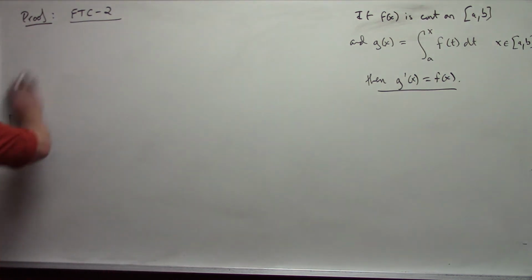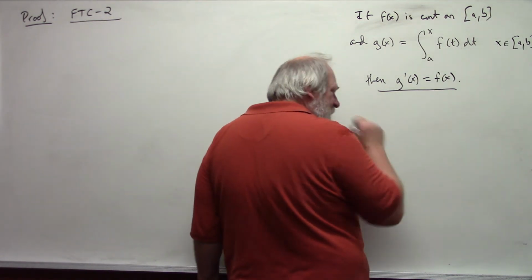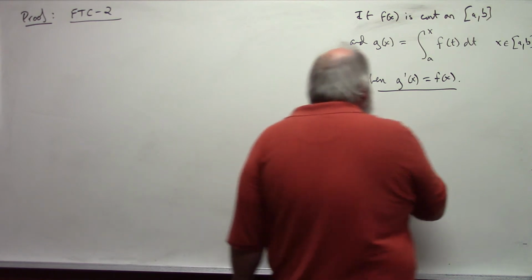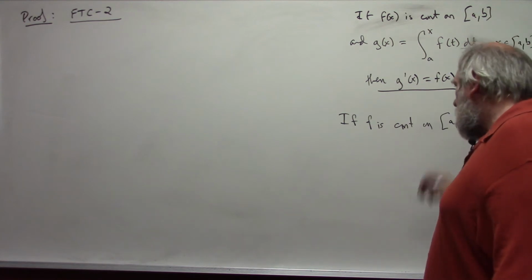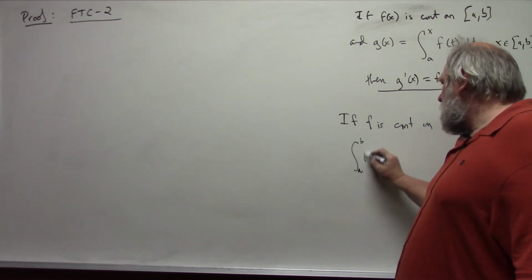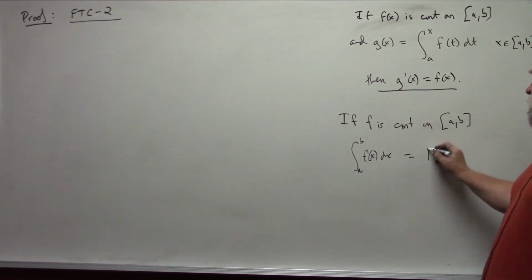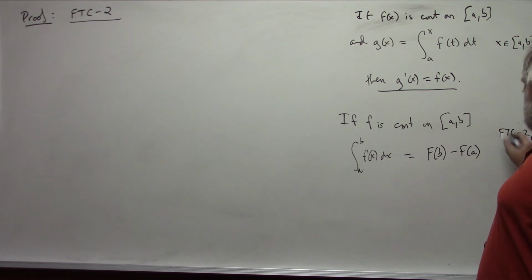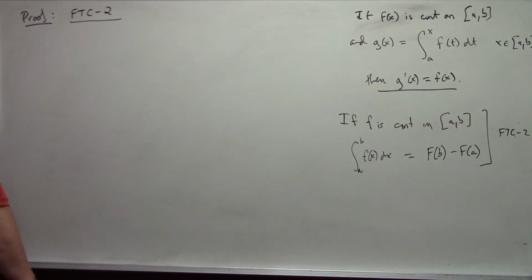So, the proof of FTC 2. Remember, let me write over here, the result of FTC 2. If f is continuous on the closed interval AB, then the integral from a to b of f of x dx, this number, is equal to capital F of b minus capital F of a. This is what FTC 2 says. And we used that previously. So, the proof.